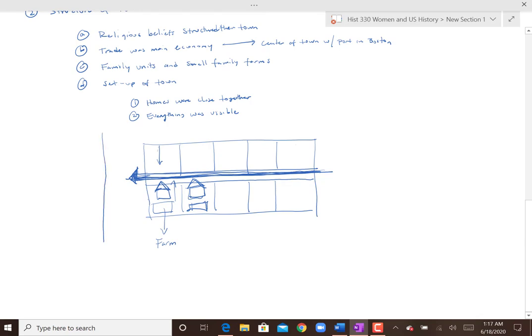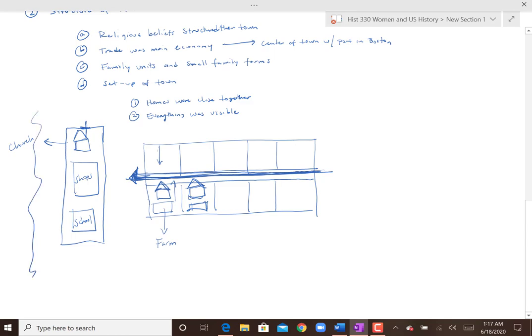Then you had the center of the economic aspect of town, which would be the town center, where you would have the church, right? We'll do that. So here is the church. You would have shops, and then there was a school, and that's going to be important. We'll talk about that in a minute with what that meant. And then here was the waterfront for trade.